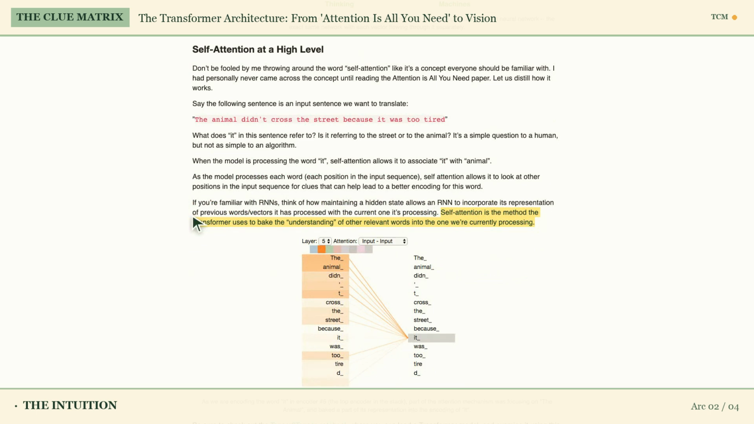Precisely. This article calls it the method the transformer uses to bake the understanding of other relevant words into the one we're currently processing. It's a way to contextualize each word based on all other words in the input. So it's not just a pass-through. Each word's representation is enriched by information from every other word. That's a powerful idea for understanding nuance.